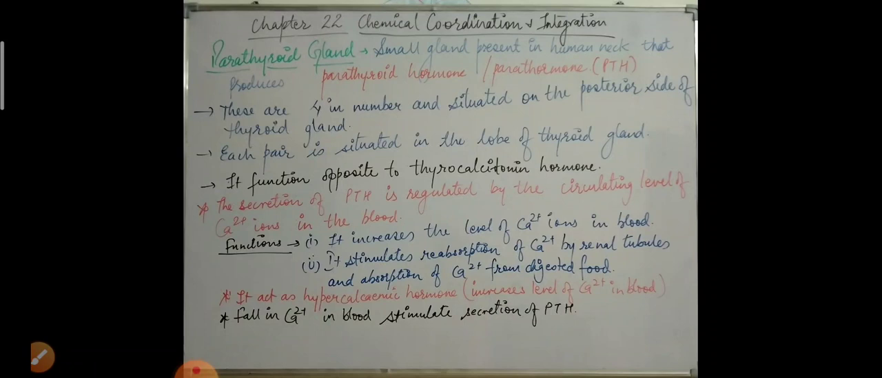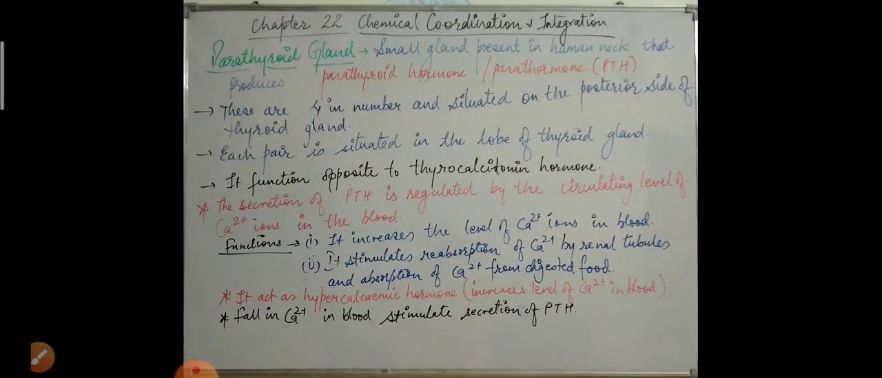Its work is just opposite to the thyrocalcitonin hormone. Already we have discussed the calcitonin hormone, thyrocalcitonin or calcitonin. That is, it increases the absorption of calcium ions from the blood and decreases the level of calcium ions in the blood. But when we are talking about parathormone, this hormone acts opposite to the thyrocalcitonin hormone. That means it increases the level of calcium ions in the blood.